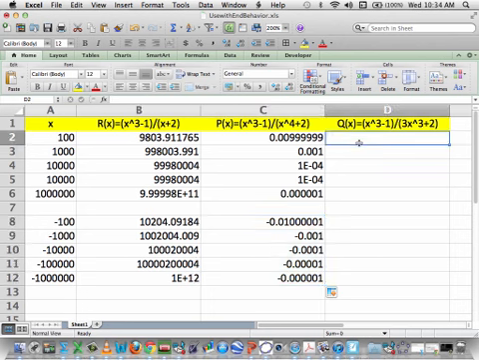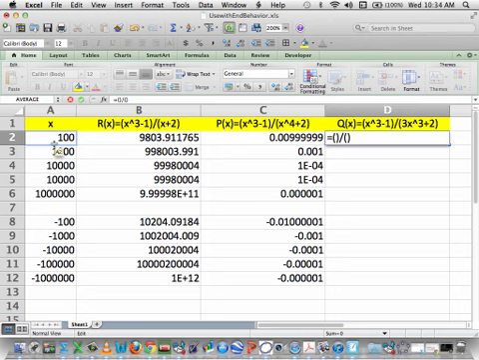Let's look at one more example, q of x here, equals, parentheses, divided by parentheses, this number cubed minus 1 divided by 3 times this number cubed plus 2.